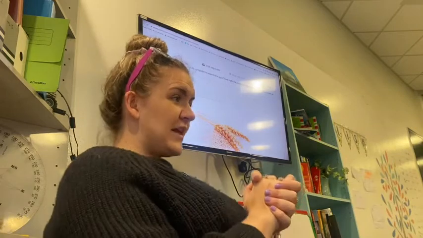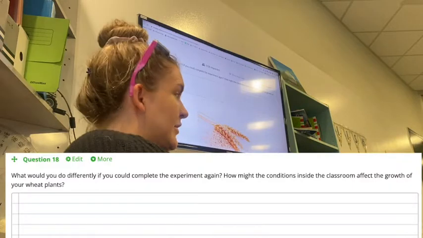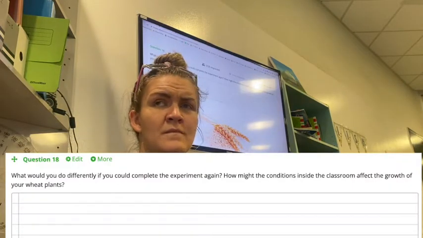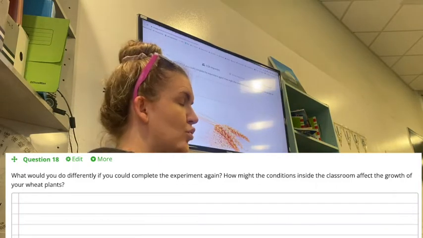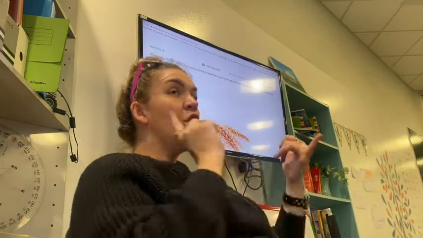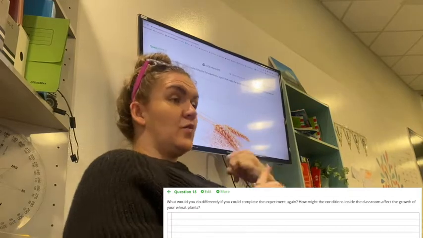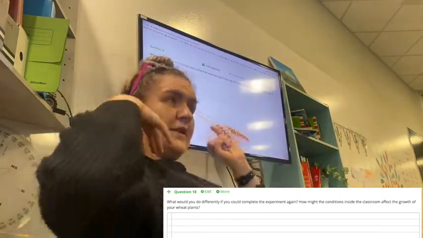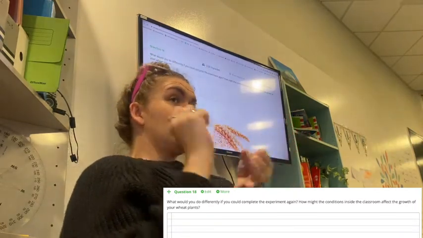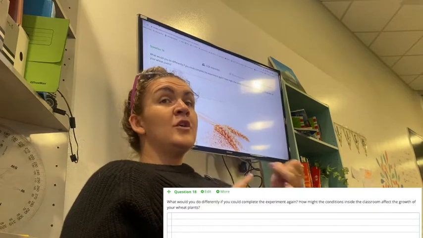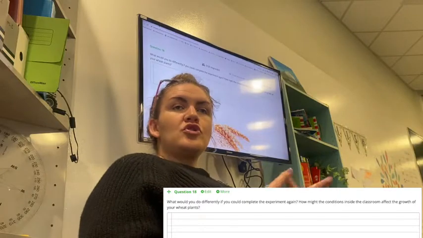Last question, question 18. Improvements. Sam, can you read question 18? What would you do differently if you could complete the experiment again? How might the conditions inside the classroom affect the growth of your week? Great. Number one, what would you do differently? So this could be we needed to give it less water, or we needed to spread our water out more evenly. This could have been that you wanted to try something more salty. You wanted to try a 5% salt, see what that did. Maybe you could try it with a different type of plant.